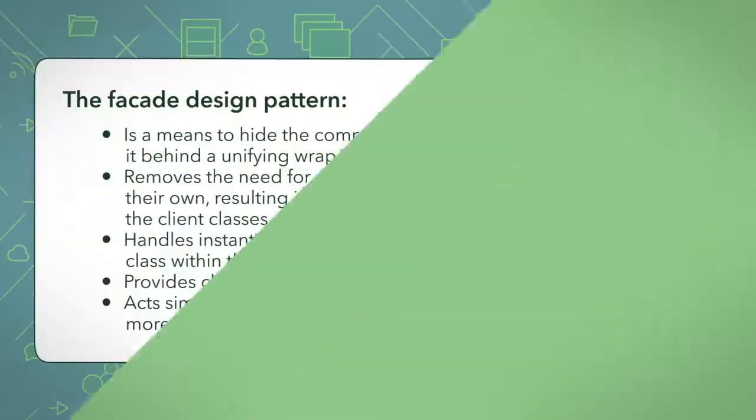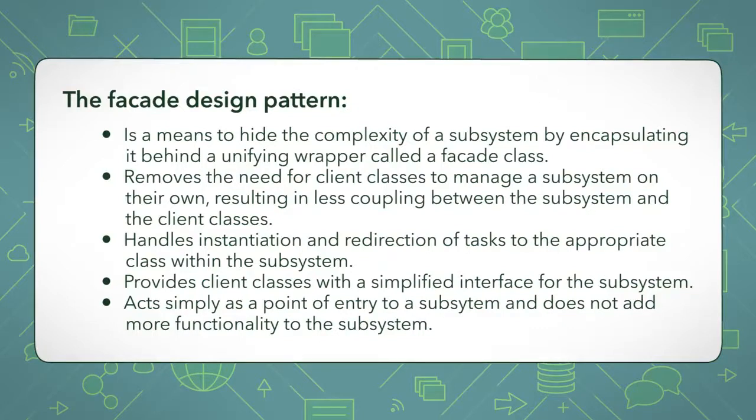The facade design pattern is similar to other design patterns in that it uses encapsulation to hide the details of some part of our system. It can be easy to get these design patterns mixed up, so let's summarize what characterizes the facade design pattern. The facade design pattern is a means to hide the complexity of a subsystem by encapsulating it behind a unifying wrapper called a facade class. It removes the need for client classes to manage a subsystem on their own, resulting in less coupling between the subsystem and the client classes, handles instantiation and redirection of tasks to the appropriate class within the subsystem, provides client classes with a simplified interface for the subsystem, acts simply as a point of entry to a subsystem, and does not add more functionality to the subsystem.